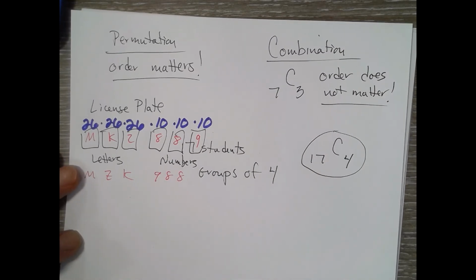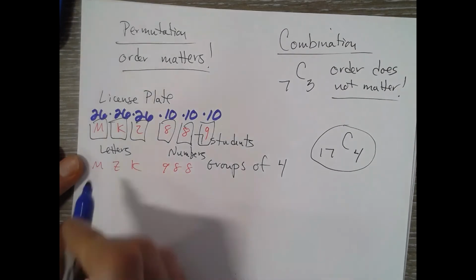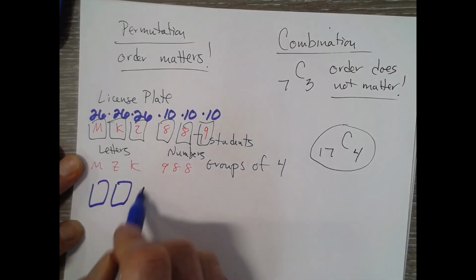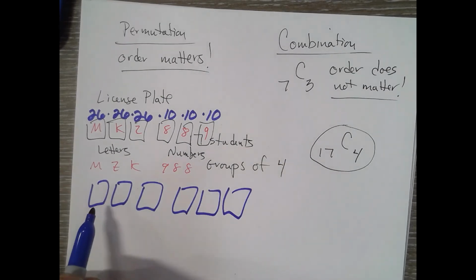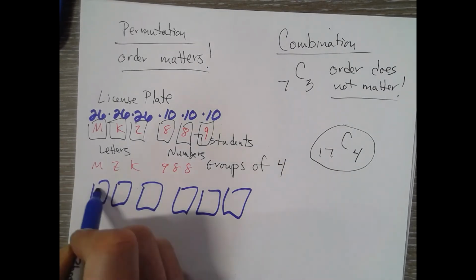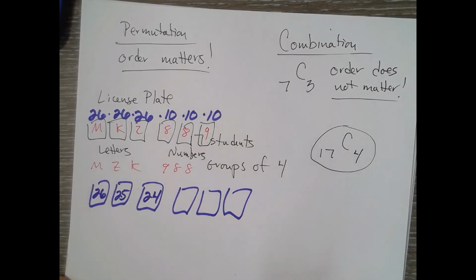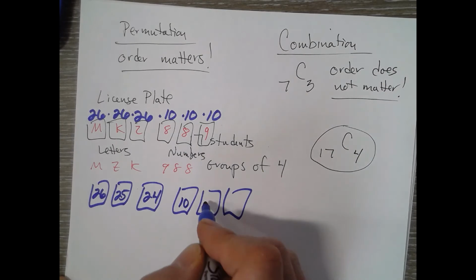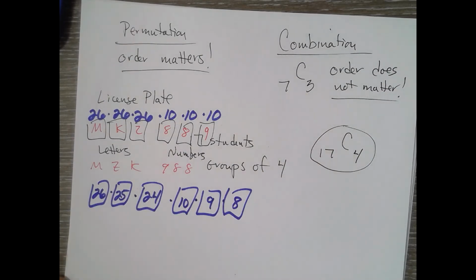If one condition was the letters cannot repeat themselves, how many letters do I have for my first spot? 26. How about 25 and then 24? Very good. And numbers can't repeat themselves, so it'd be 10, 9, and 8. You multiply all those, and that's how many license plates where you can't duplicate the letters or the numbers.